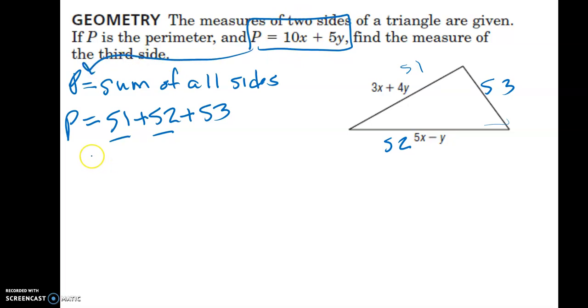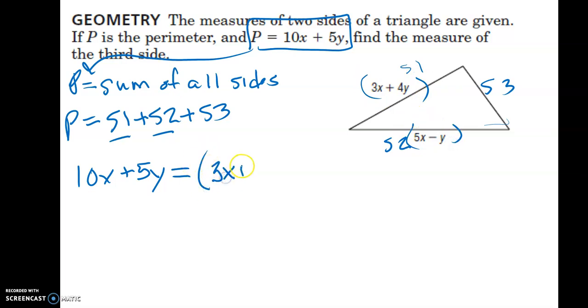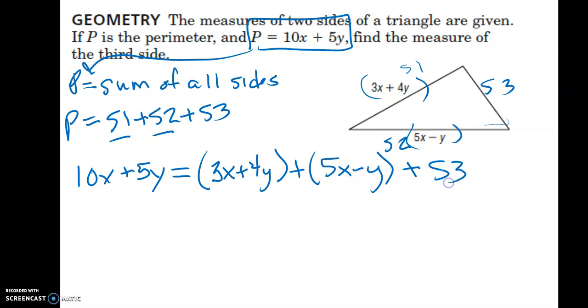Okay, so we can say that 10x plus 5y is equal to side 1 plus side 2 plus side 3. Okay, but I know what side 1 is, and I know what side 2 is. I'm going to put those in there. So side 1 is 3x plus 4y plus, because I'm going to bring down that plus sign, side 2, which is 5x minus y. But I don't know side 3. Okay, he's my unknown.